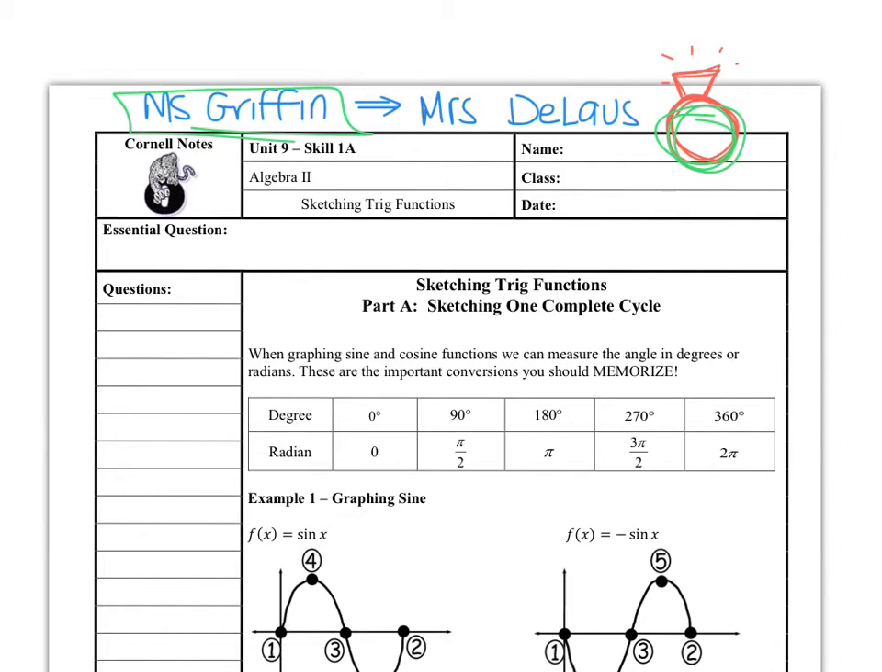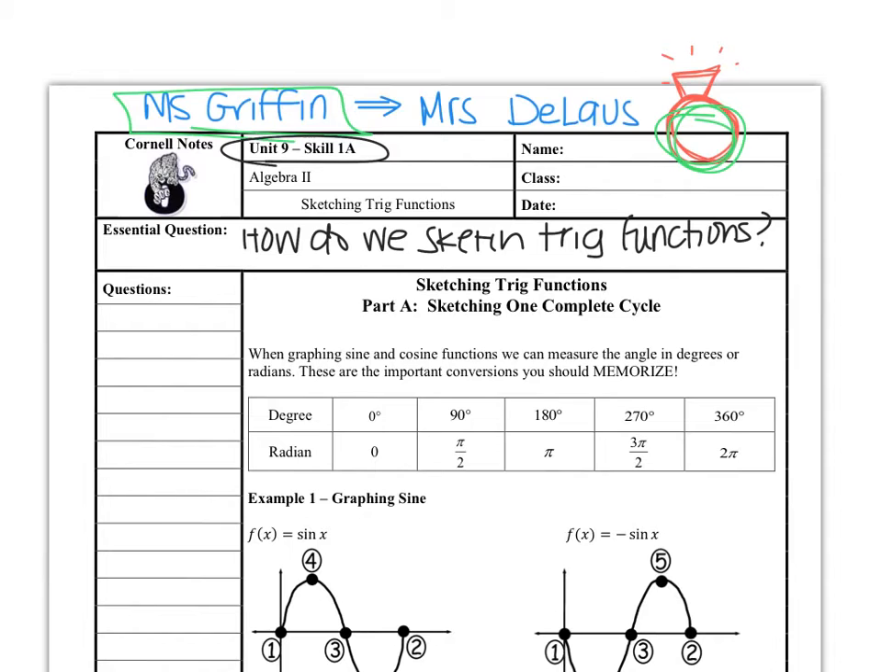Anyways, we're going to get started with your first skill we've got in Unit 9. So it's skill 9.1a. And our essential question says, how do we sketch trig functions? So today we're sketching, tomorrow or next class we will be graphing, okay?